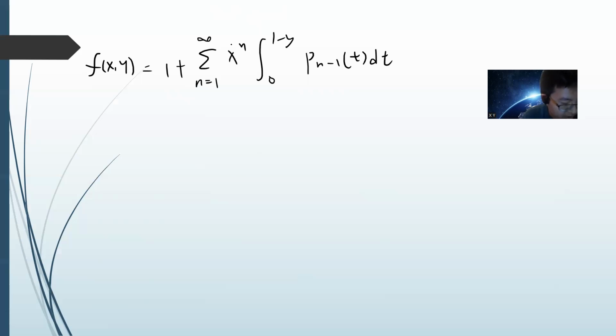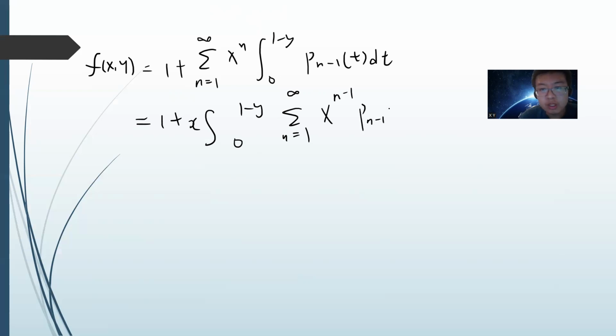Okay, and now we can just take x out and put 1 minus y, the sum from n equals 1 to infinity of x^{n-1} p_{n-1}(t) dt. So this is like we change the integration and the sum. Usually you need to prove uniform convergence if you know some analysis, right? You can prove it by yourself. This is probably not so trivial, but this is why you need to check this uniform convergence.